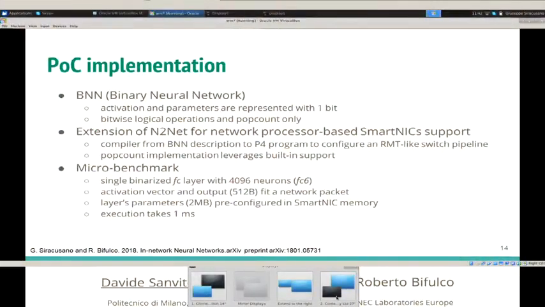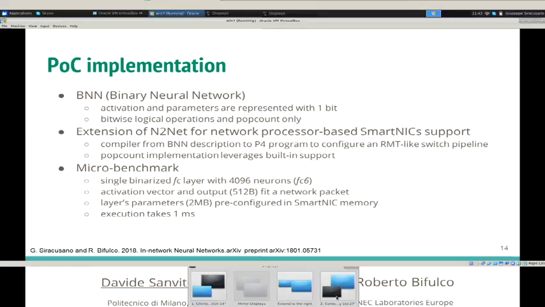Once the activations and the parameters are represented with 1 bit, the execution of the neuron just requires bitwise logical operations and the popcount. And these operations are supported by the programmable network devices. In our proof of concept, we extended N2Net, which is a previous work from some of the authors, and we added the support for the SmartNIC. N2Net is a compiler that, given a description of a binary neural network, is able to provide a P4 program to run the binary neural network on an RMT-like pipeline.